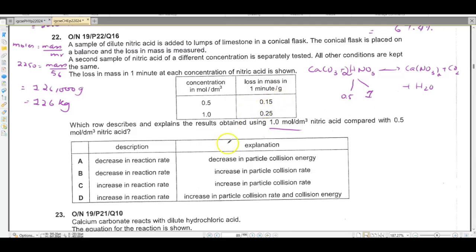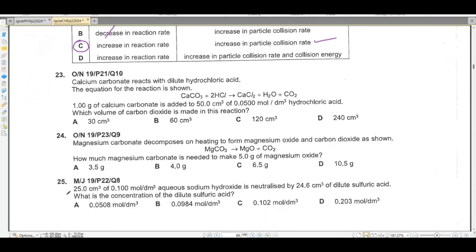Quicker pace. And why is this happening? Because the collision between the particles increases. So when we look at our options, a decrease in the reaction rate is not the answer to more loss in mass when a more concentrated solution is being used. It will be an increase in reaction rate. So the explanation is an increase in particle collision rate, and collision energy. No, it's just an increase in particle collision rate. So C is going to be our correct option.